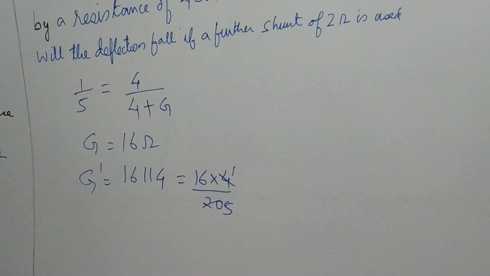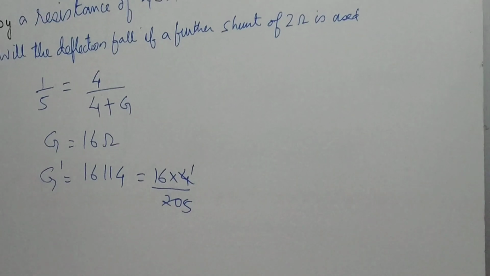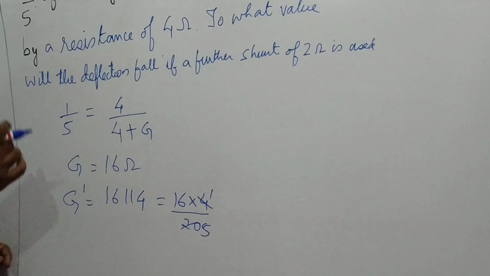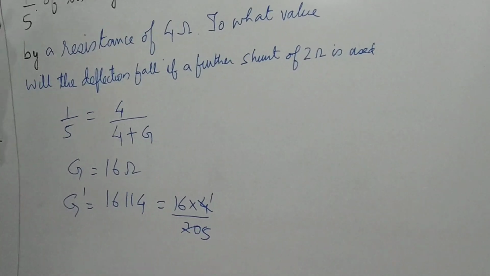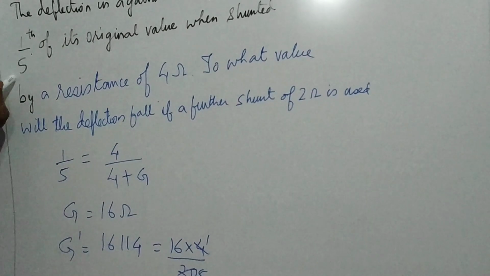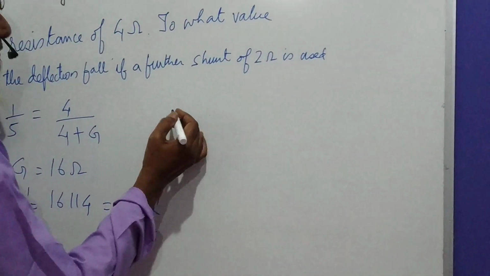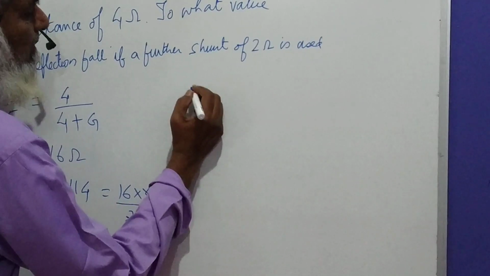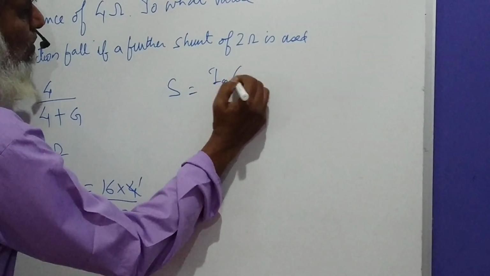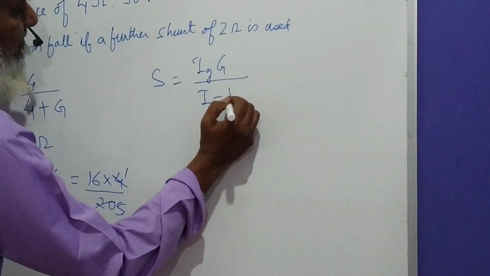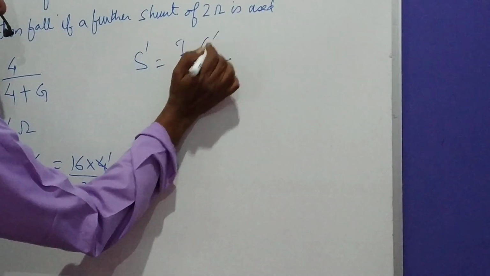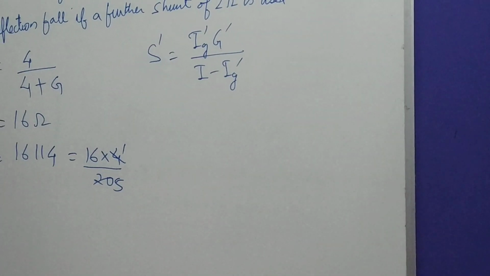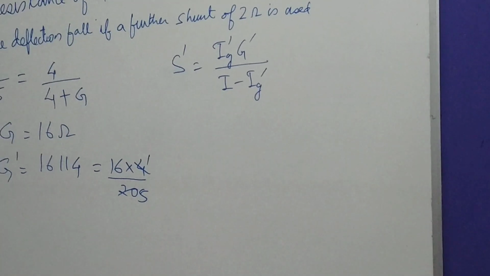Now this G dash I have. Now what I want to find is the value of Ig upon I. So that is what it is asking. Now when the first shunt was used, the galvanometer deflection became 1/5. So then I can use S, that is 2 ohm. I can write the formula: S is equal to Ig into G upon I minus Ig. Now these all are second values, so I can take them as dash values. So S dash is equal to Ig dash into G dash upon I minus Ig dash.